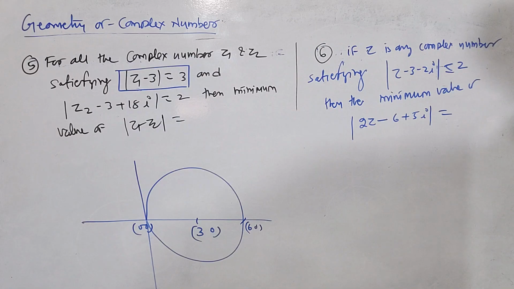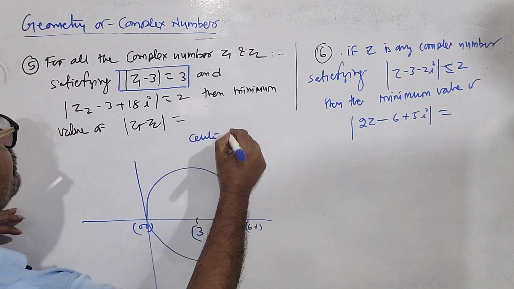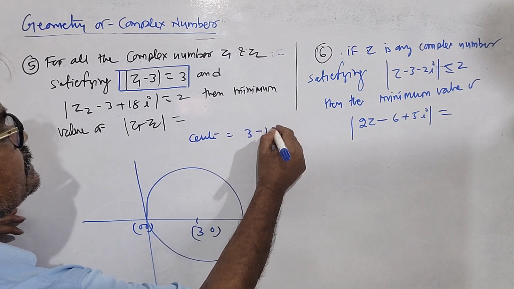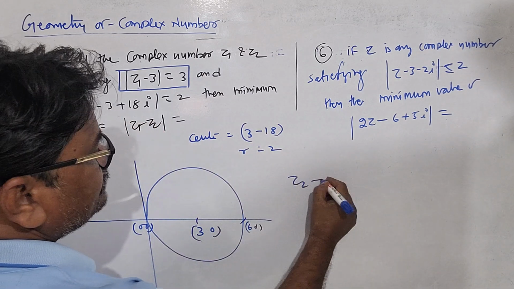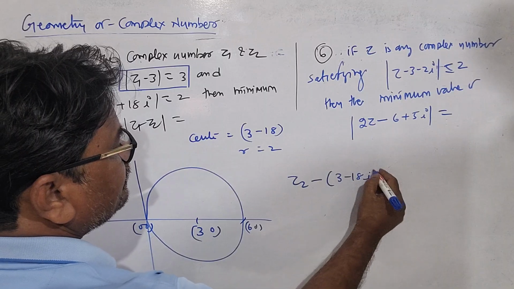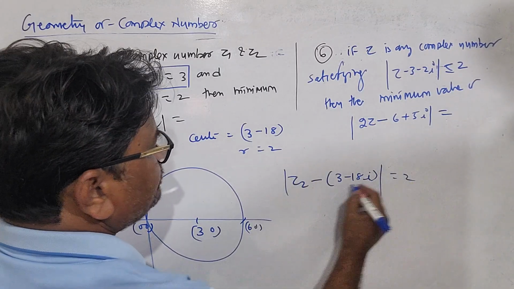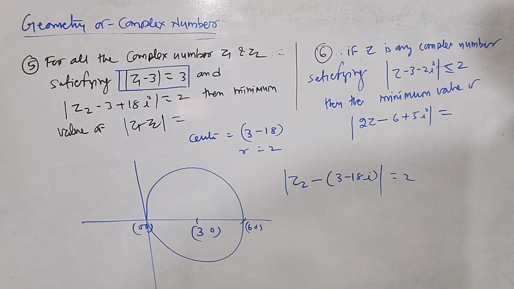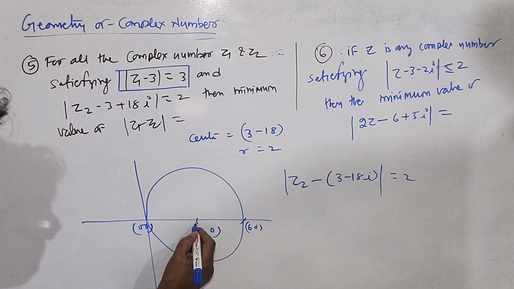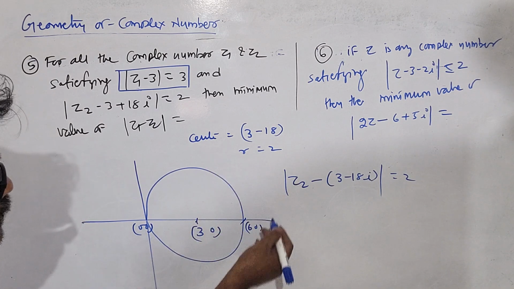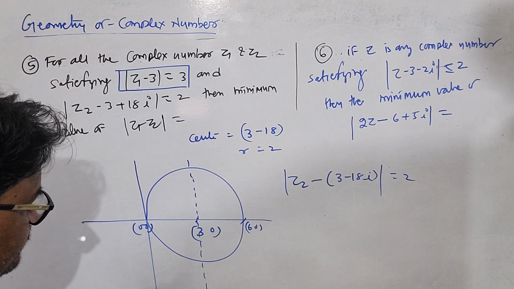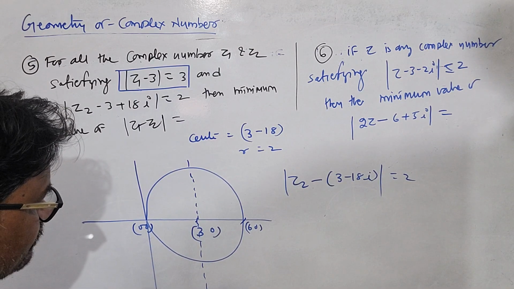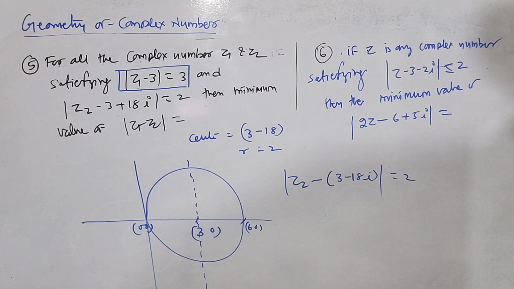And z2, what is the center? The center will be (3, -18) and the radius will be 2. Correct? This can be written as |z2 - 3 + 18i| = 2. So therefore the center is (3, -18). This is the x = 3 line, and suppose this is (3, -18). Correct? Got it? Observe here.